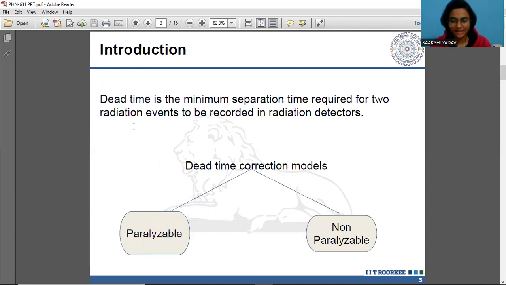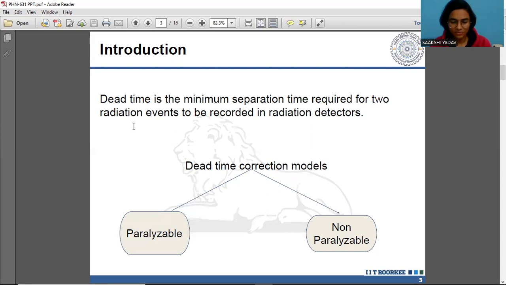So, what is a dead time? A minimum separation time is required for two radiation events to be recorded in radiation detectors. This separation time is called the dead time of the detection system. The detector's dead time depends on two factors. One is the pulse processing time, which is associated with the electronic circuitry of the detection system, and the other is intrinsic dead time, which depends on different parameters like geometry, material, design of the detector, as well as on operating conditions like voltage, temperature.